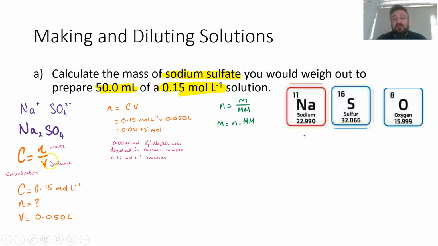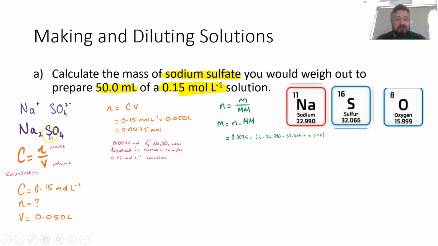Same as we did over here. We rearranged the volume. If we want to do it on this side, we've got to do it to the other. Here we rearrange the molar mass. We want to get the mass on its own, so we need to multiply it over here. And then we can just substitute in our values. So 0.0075, that's the moles from over here. If we want to put the molar mass in, we put these numbers for however many atoms there are. So there are 2 sodium atoms in this formula over here, which means it's 2 times 22.990. We have 1 sulfur, so plus 32.066. That's the molar mass of sulfur.